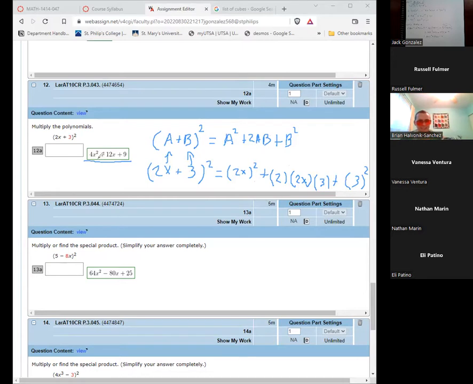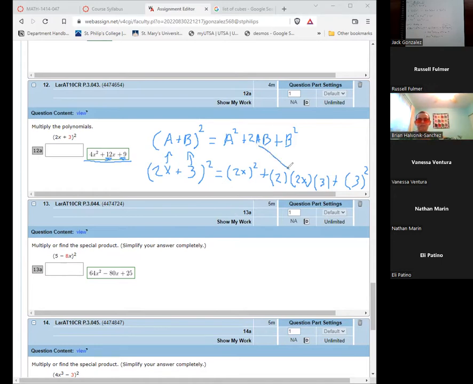2x squared is 4x squared. 2 times 2 is 4 times 3 is 12. That's where the 12 comes from. 3 squared is the 9. Okay. That makes sense. We're just following this formula.